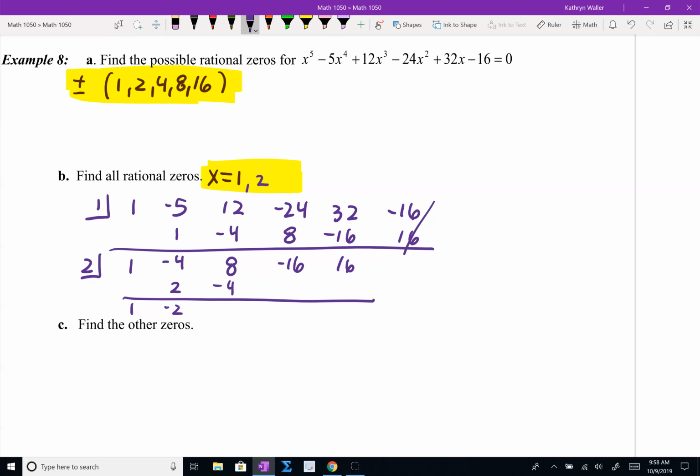Times 2 is a negative 4. 8 minus 4 is 4. 4 times 2 is an 8. A negative 16 and 8 is negative 8. Times 2 is a negative 16. And I have no remainder.